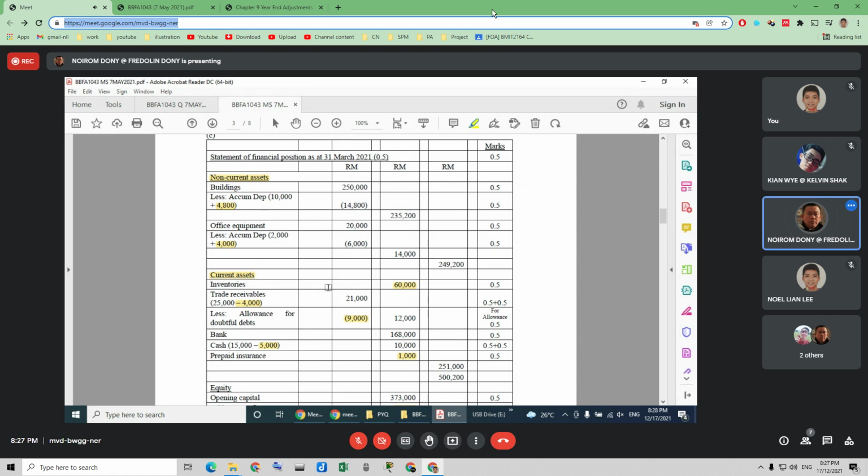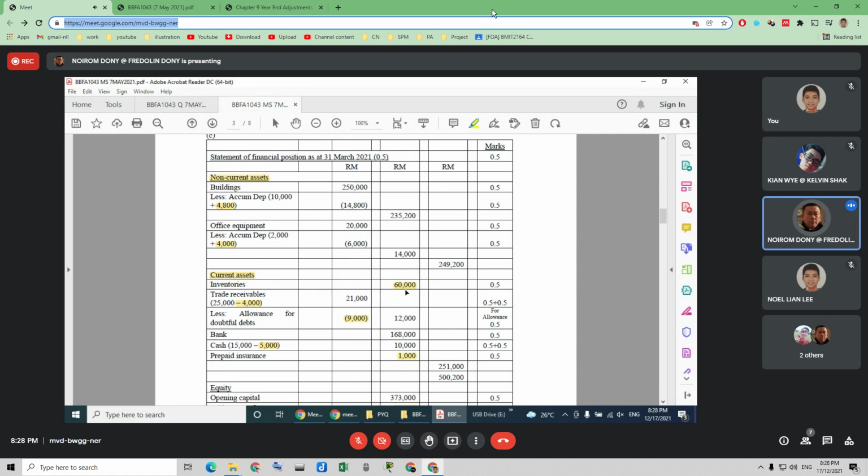Then current asset, inventory, you put on the second column, okay. We need to use the first column to do the adjustment on the trade receivable. We less the allowance for doubtful debts, 21,000 minus 9,000. Then the net amount, then we put into the second column. So bank, okay, as it is, no changes. But cash, okay, because of the payment made to the trade payable, so we have to do the adjustment and the net is 10,000. And we have prepaid insurance just now.